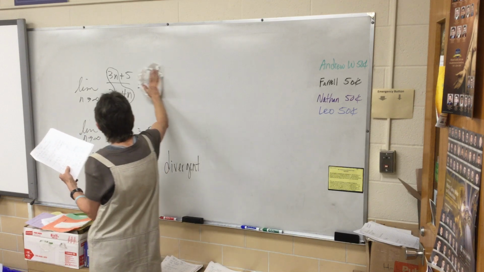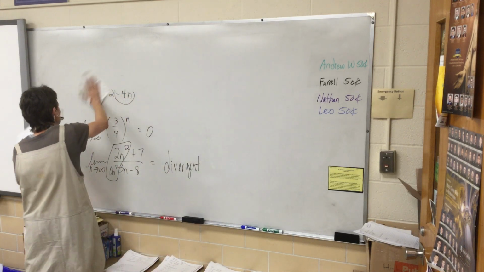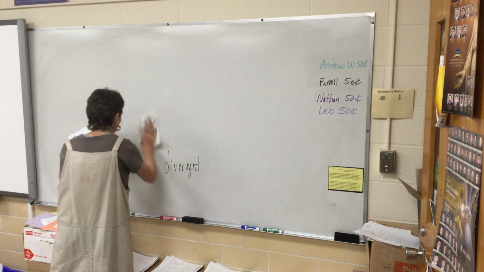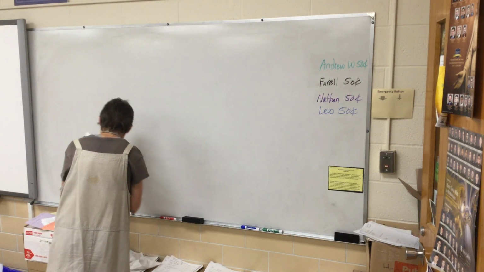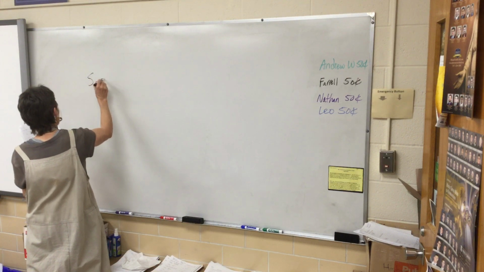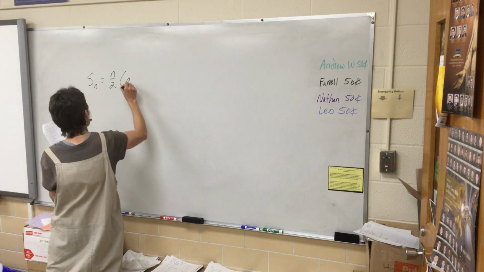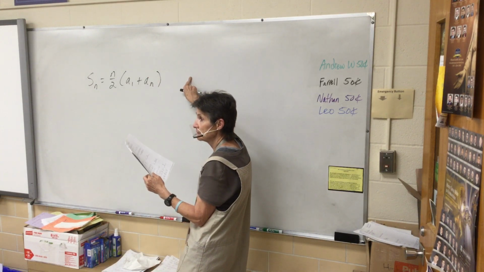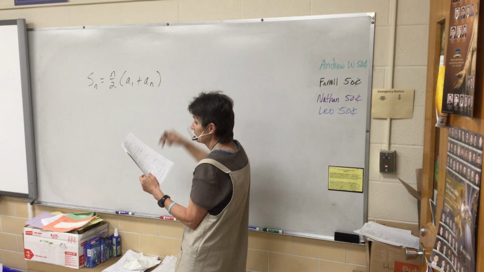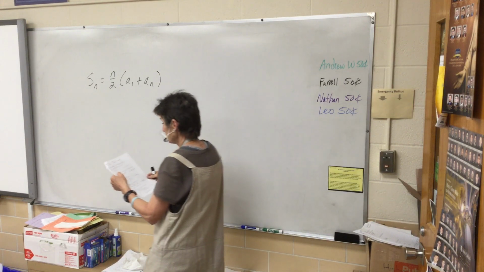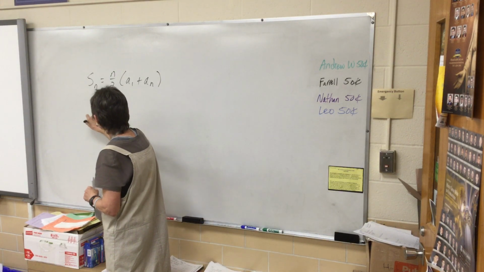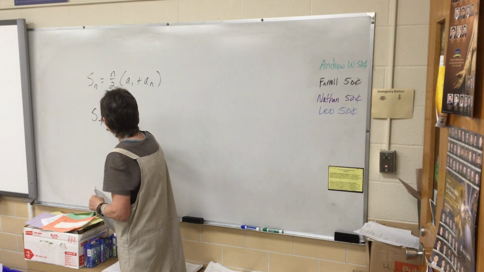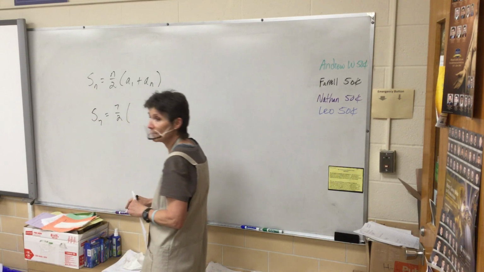Arithmetic. Since it's arithmetic, I will use my arithmetic formula for summing, which is this one. These are in your notes, and hopefully you labeled them arithmetic sum. How many are there? Count them. 7 of them. So n is 7. Remember, n is how many there are.